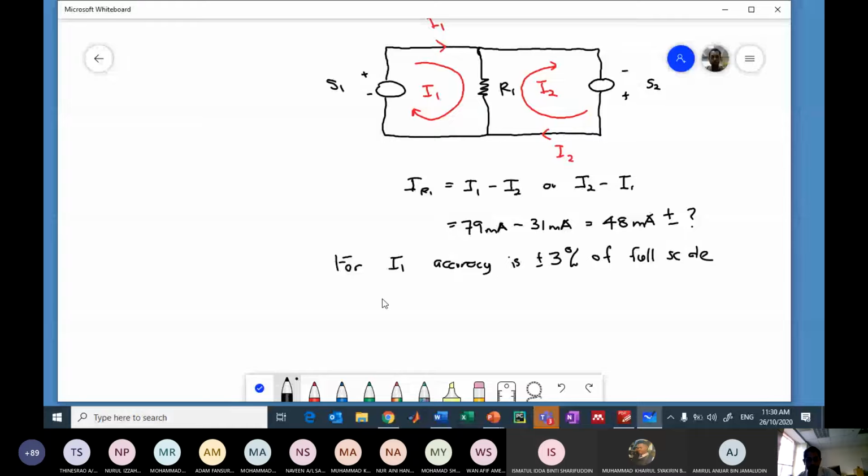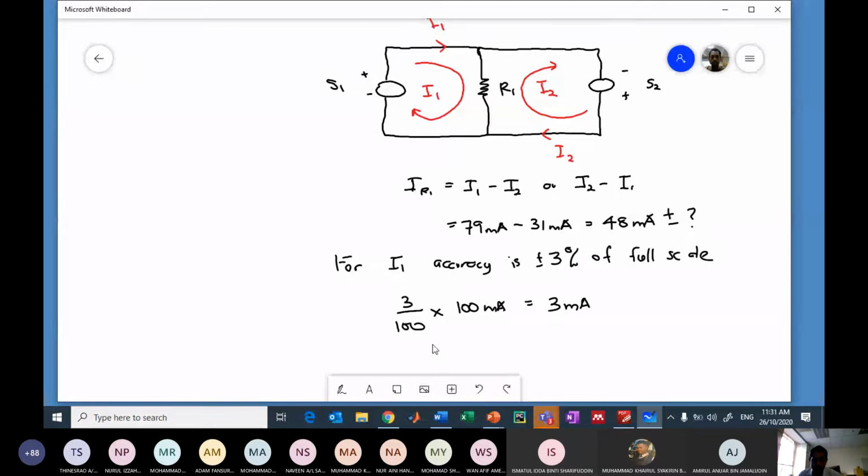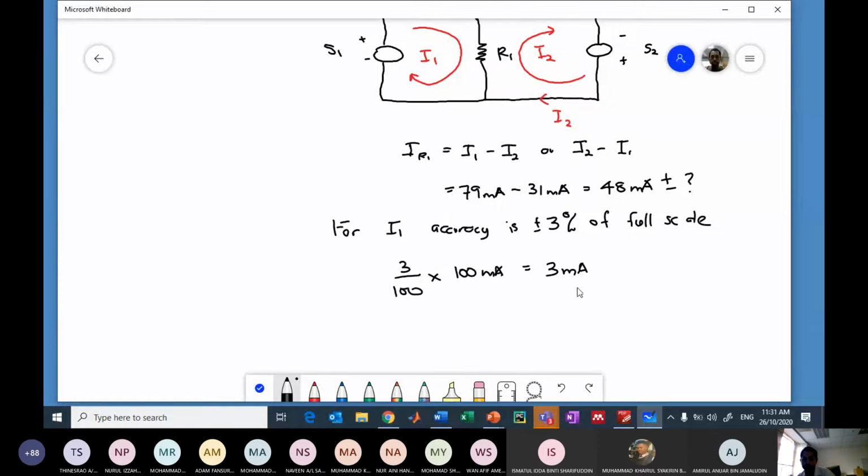So we have 3/100 multiplied by 79 milliamps, which is what is the reading for meter 1. So 3 divided by 100, sorry, not 3 divided by 100, it should be 3 divided by 79. So I should write it like this, 3% times 100 milliamp, so I'm going to get 3 milliamp. This is the absolute error for full scale. Now I calculate, okay, so 3 milliamp is the absolute error for meter number 1.